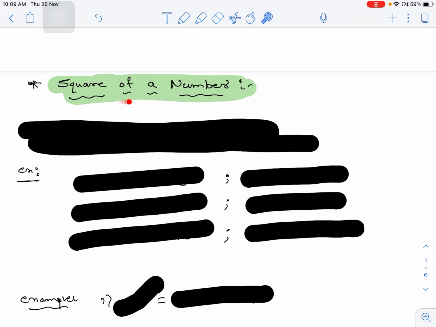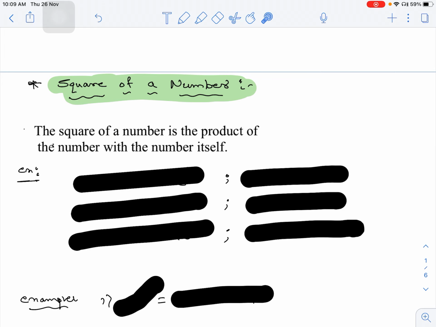Now, what is a square of a number? The square of a number is the product of the number with the number itself. Okay, again listen, the square of a number is the product of the number with the number itself. For example, now a number is there, a.